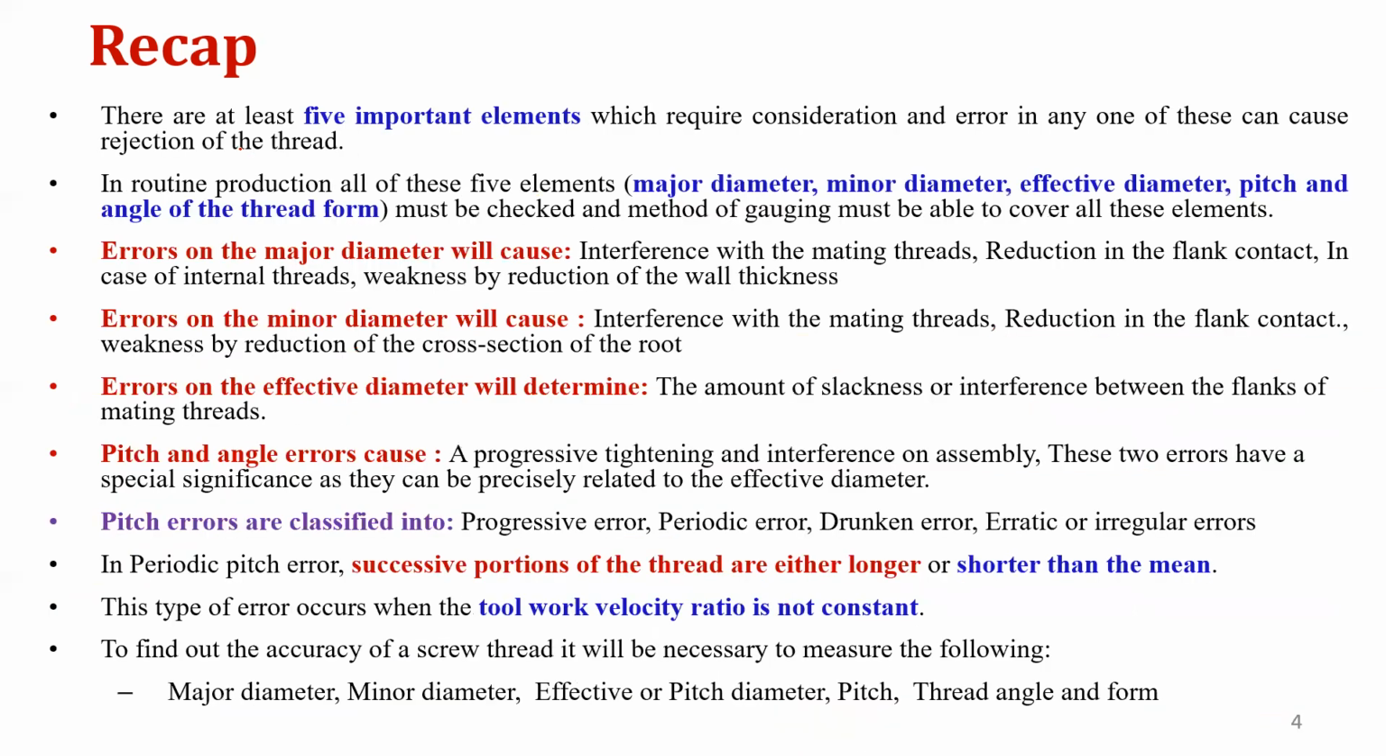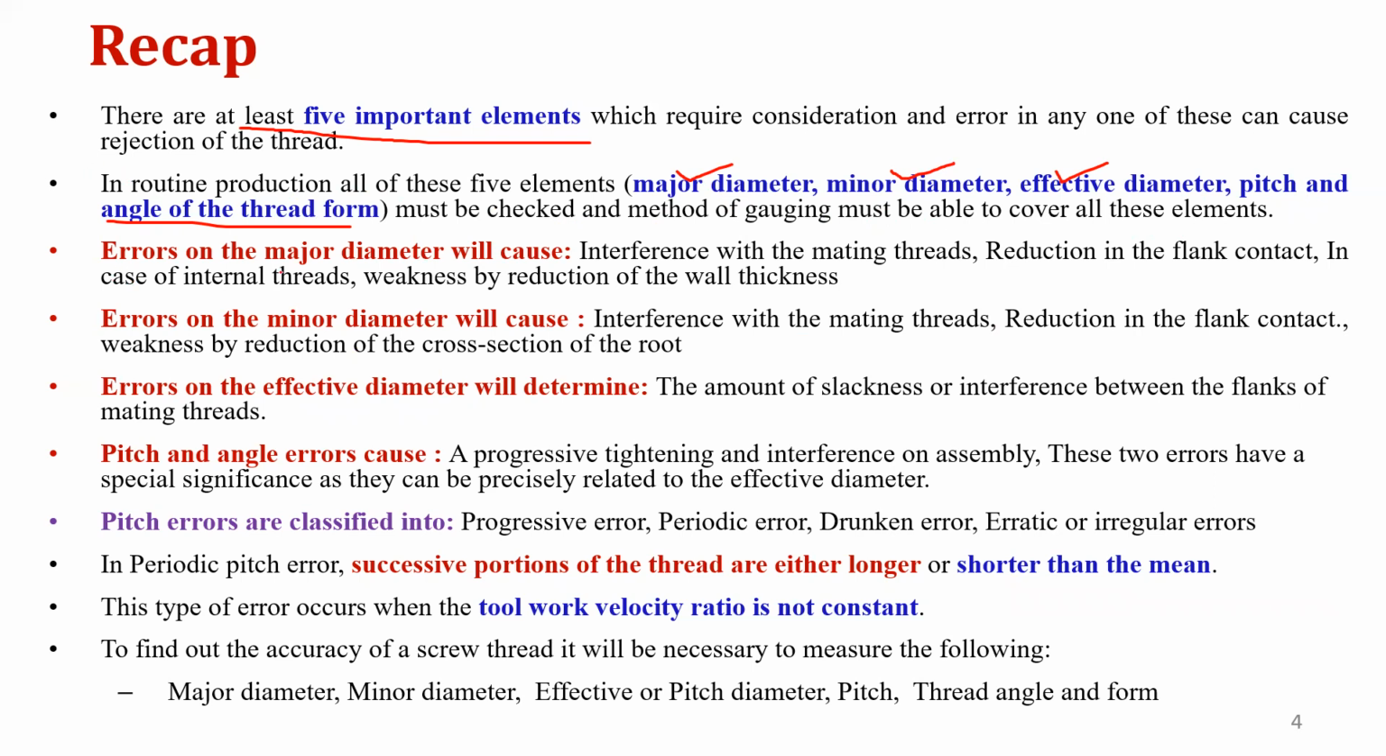And also we understood what is threads per inch. And in the second lecture, we discussed that in order to measure the accuracy of screw threads, we need to measure at least 5 important elements. So in order to check the accuracy of the produced screw thread, we need to measure the major diameter, minor diameter, effective diameter, pitch, and angle of the thread form. So these elements must be checked, and the method of gauging must be able to cover all these important elements.